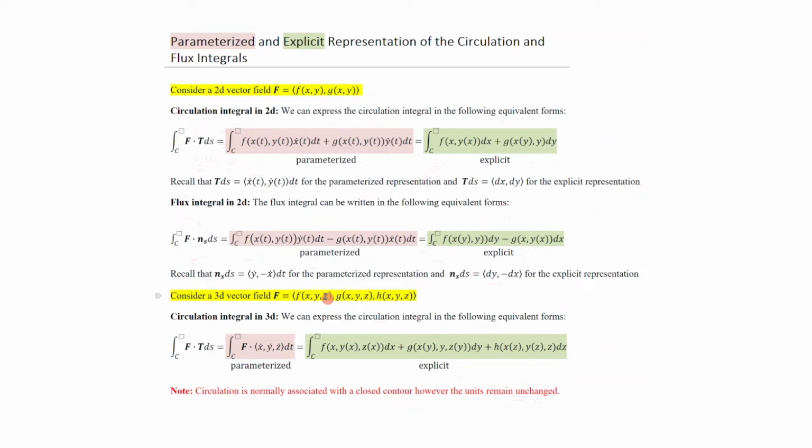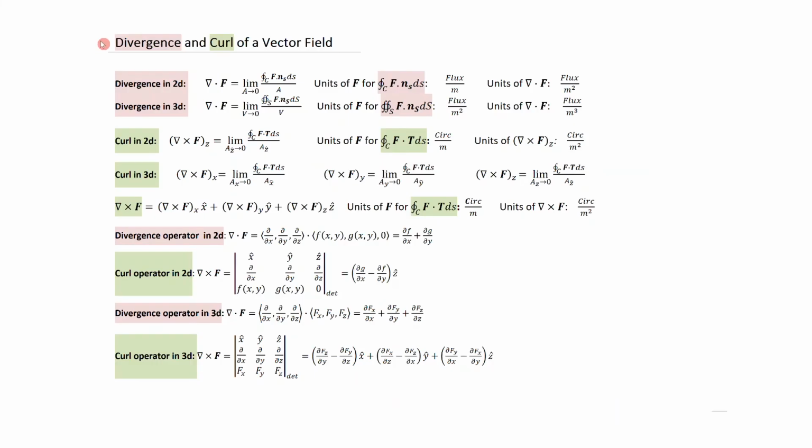All right, for a 3D vector field, the only thing that's of merit is the circulation integral in 3D. And so not much has changed other than the fact that now the vector field has a third component, which is the Z component. And so now the integral will look like this for the parameterized case and like this for the explicit case.